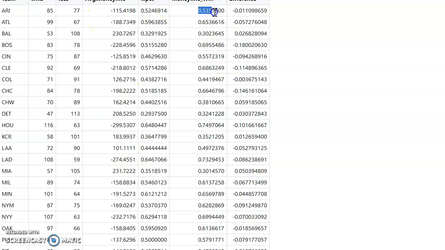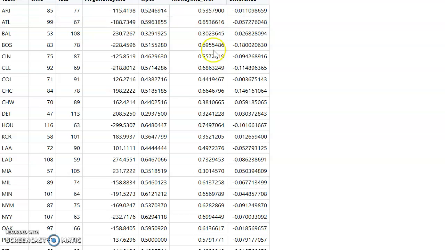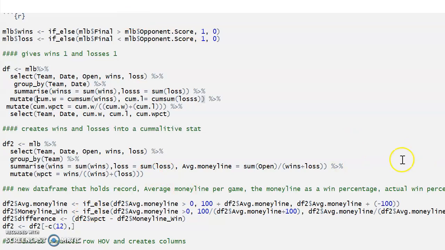And then from there, you can calculate what Vegas, because Vegas produces this money line, what Vegas thinks that win percentage is over the entire year. And then from there, I was able to subtract win percentage from money line, or money line from win percentage, and see what the difference is. And that'll prove helpful in visualizing later on. So that's why I run right here.